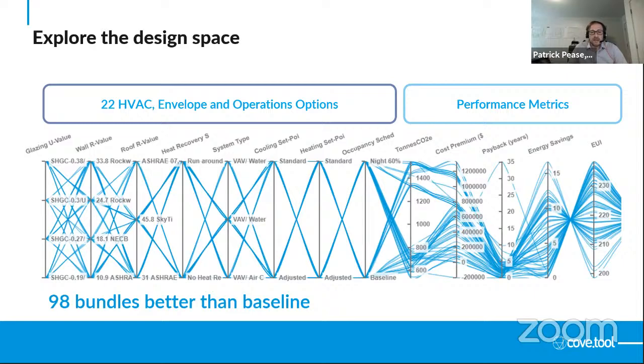So we're going to throw out anything that didn't perform better than the baseline in terms of EUI, carbon, or cost. If it didn't beat the baseline in at least one of those categories, we're not going to look at it. That leaves us with 98 in this particular study.